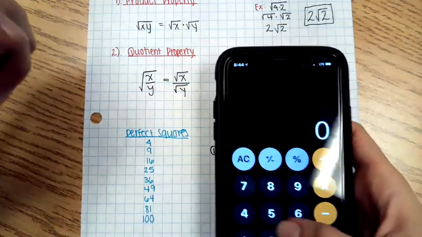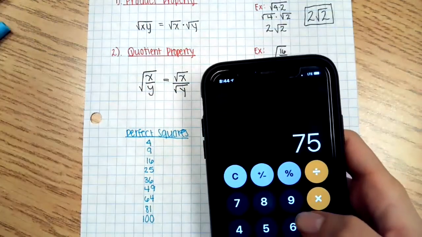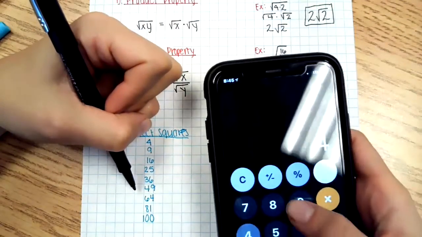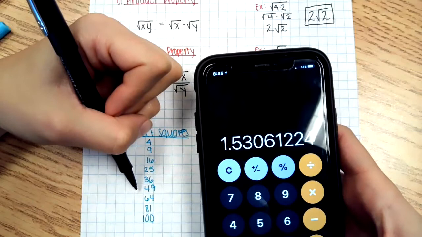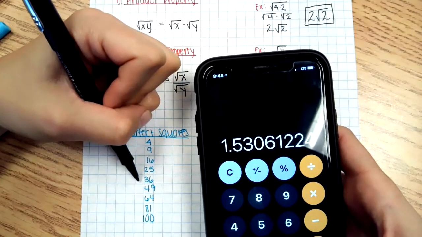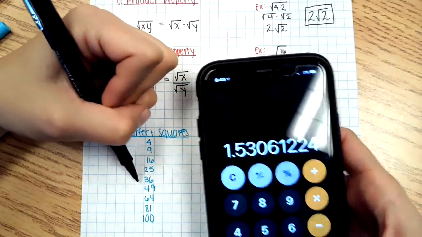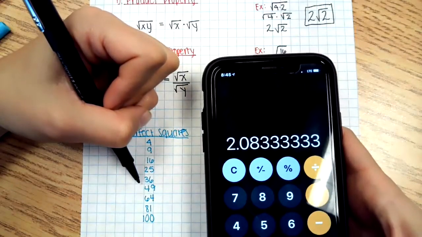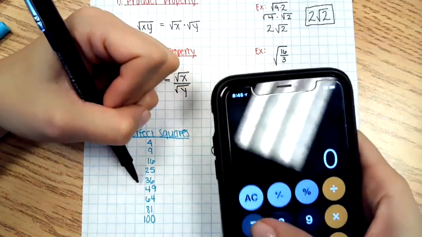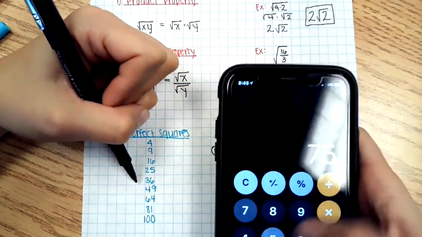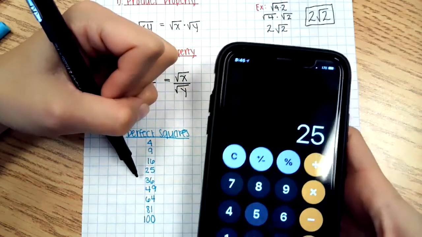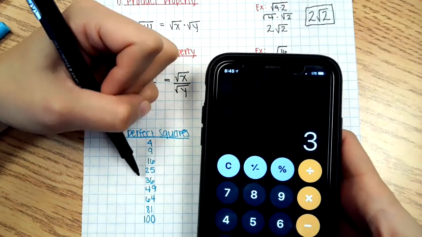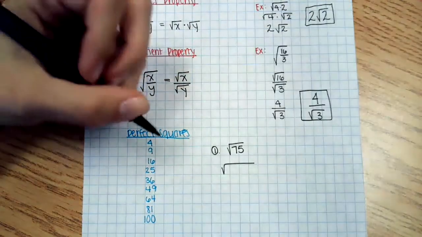To do this, I'm just going to take my number 75, and let's say maybe I thought 49 is a factor. Let's try it. Divided by 49. Nope, it's not a factor. Then I'm just going to keep moving down my list and keep checking. 75 divided by 36. No. 75 divided by 25. And that is a factor. That is the greatest perfect square that is a factor of 75.